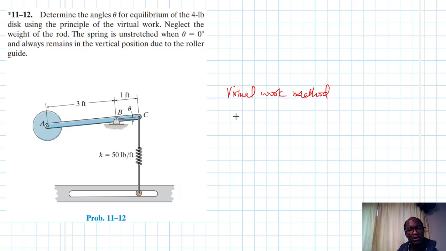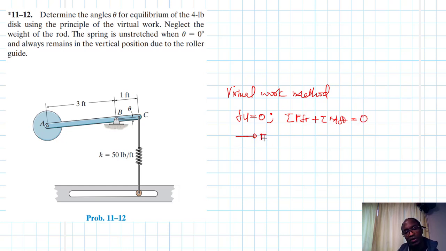So what is this method? The method states that the total work in a system, in our system, this system which is a rigid body, the total virtual work is equal to 0. And this virtual work can be due to the product of a force and translational virtual displacement. It can also be due to the product of a couple moment and rotational virtual displacement del theta. And when we sum up all these virtual works in our system, it is equal to 0.